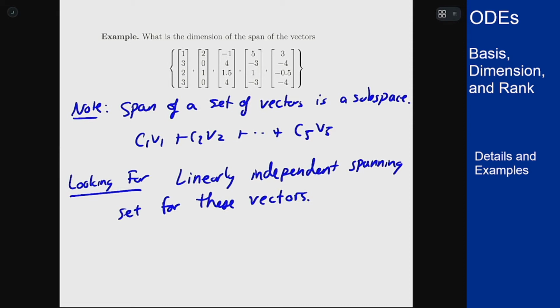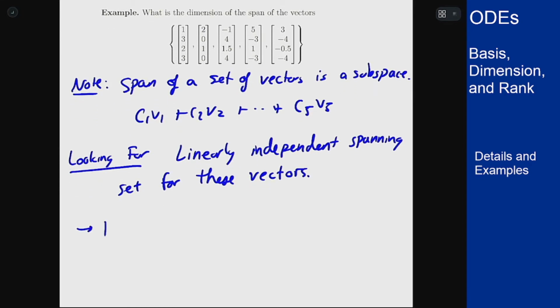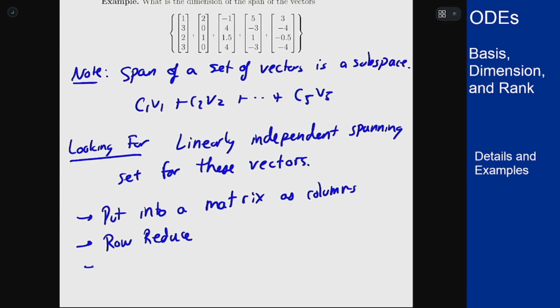We saw problems like this before. What I want to do is put all these into a matrix with these vectors as columns, and then I want to row reduce and figure out where my pivot columns are, because those will give me the linearly independent vectors that I'm looking for. So put this into a matrix as columns. We're going to row reduce and find the pivot columns, because those will give us vectors we can use as this linearly independent set, which will give us our dimension. So let's start putting this into a matrix and see where that takes us.